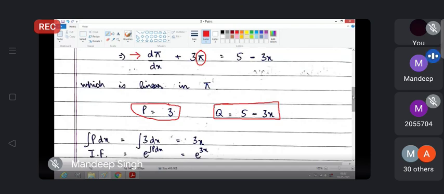Most of the questions which have come in your question papers, they are also of this type only. एक आधा बर्नौलीज का है, बाकी वेरिएबल सेपरेबल का है. 3 types of differential equations they have come in your economic applications. So we have integral of p dx, integral of 3 dx, 3 is taken outside, 3 integral dx is 3x, integrating factor is e raised to the power p dx, which is e raised to the power 3x.